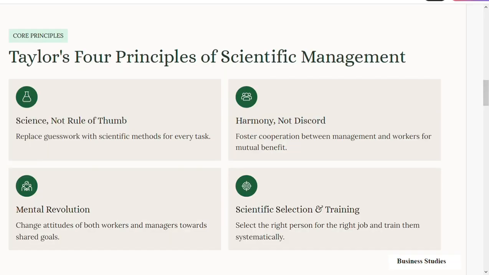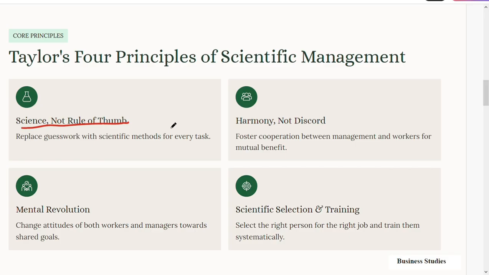So what are the four principles of scientific management? The first is science, not rule of thumb. That means you should not do any kind of work on the basis of past experience, guesswork, etc. Rather, everything should be done on the basis of scientific method, and that should be decided previously, before doing the work, right? In this principle he replaces traditional intuitive habits, guesswork, etc.